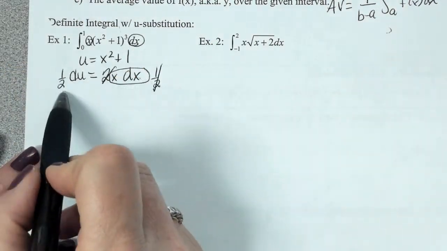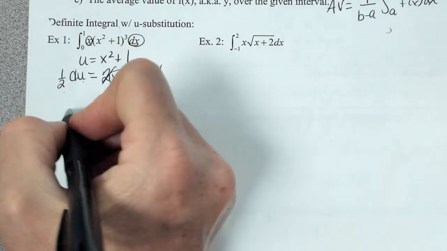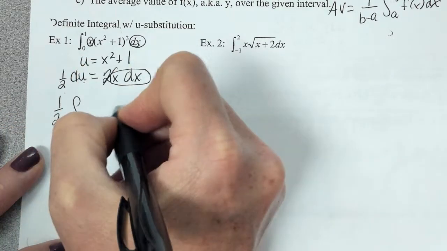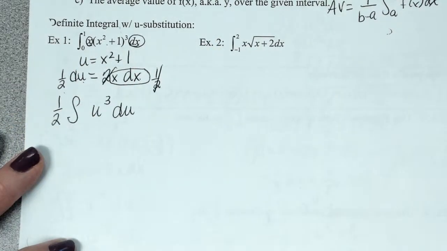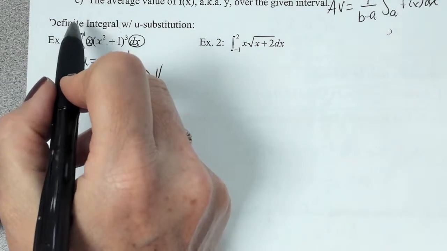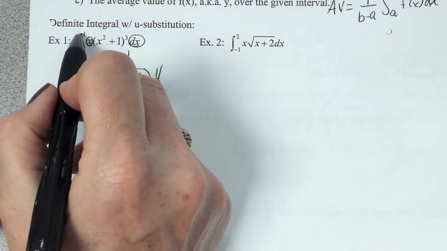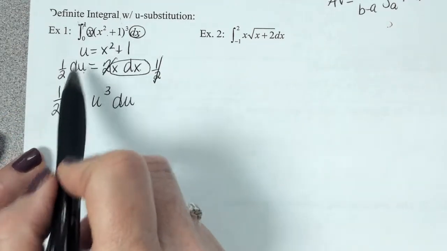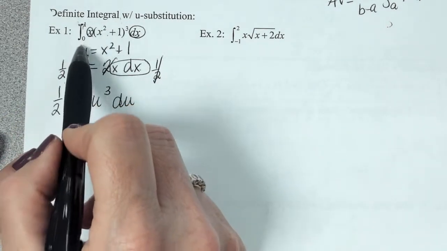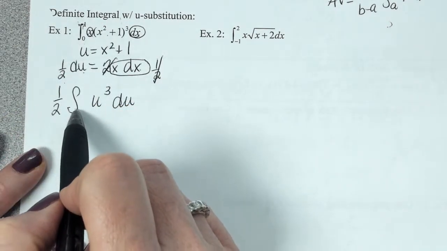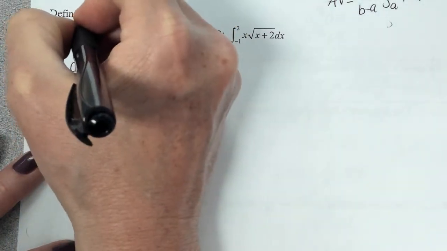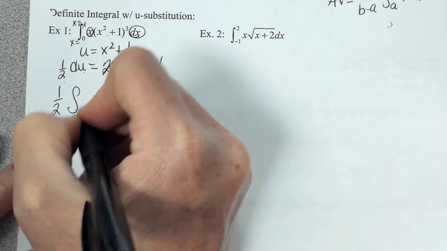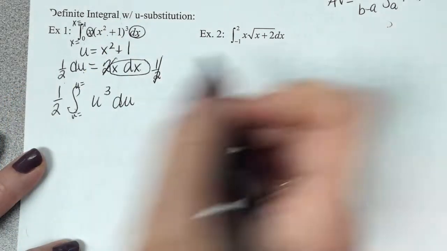So x dx is 1/2 du. So I rewrite the problem. I've got the integral of x dx is 1/2 du. Here's my u. It's getting cubed. This is actually easier than what we were doing a minute ago. Definite integration, these are x's. I'm going to change them into u's. Look, this is saying x equals 0, x equals 1. Now I'm going to make them u equals what?